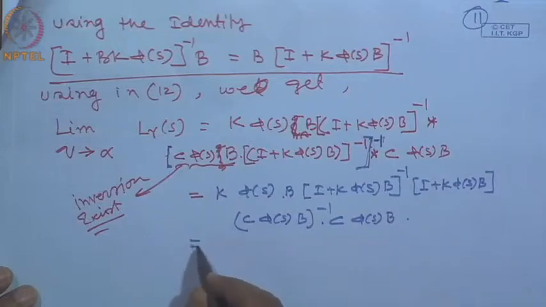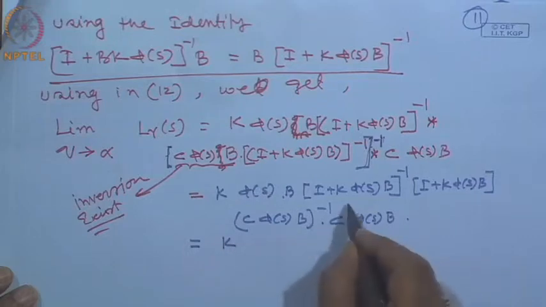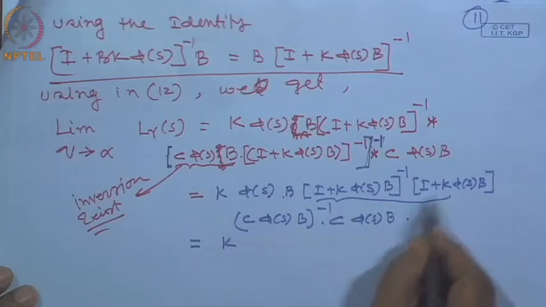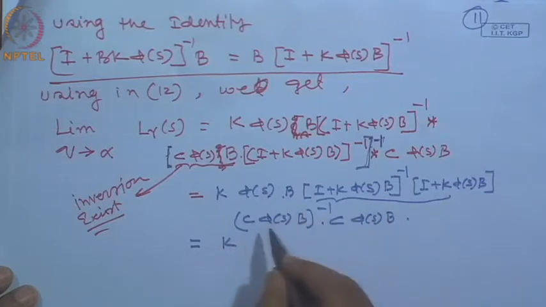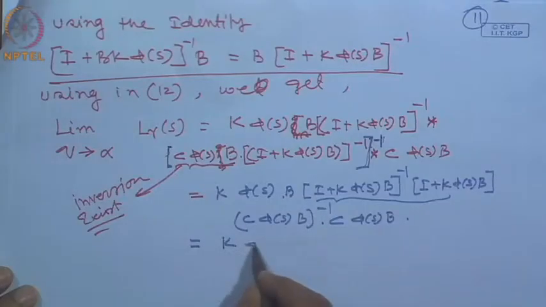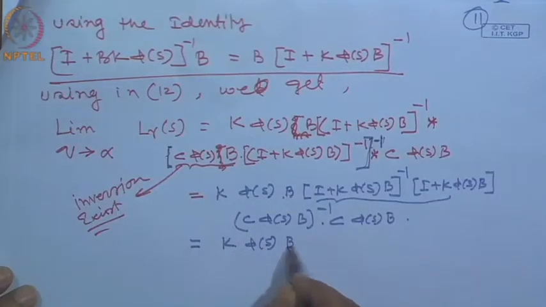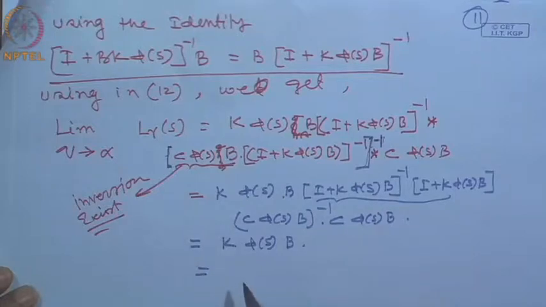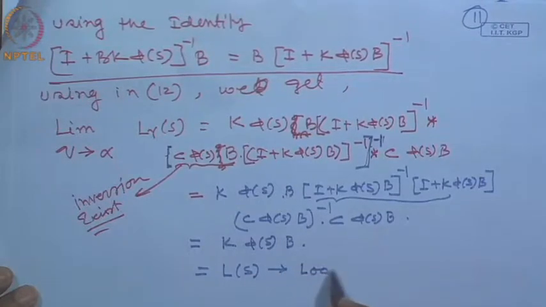So, ultimately we are left with this identity matrix, and this inversion exists with the assumption that B and C have the same number of inputs and outputs. So, we are left with this one, which is nothing but the loop transfer function of LQR.